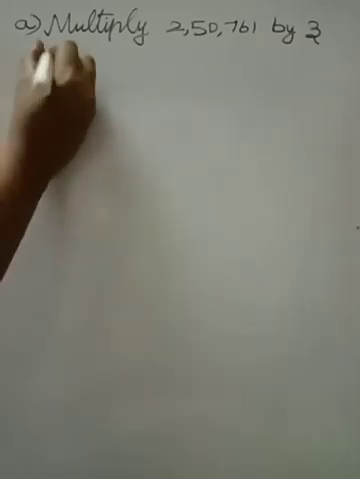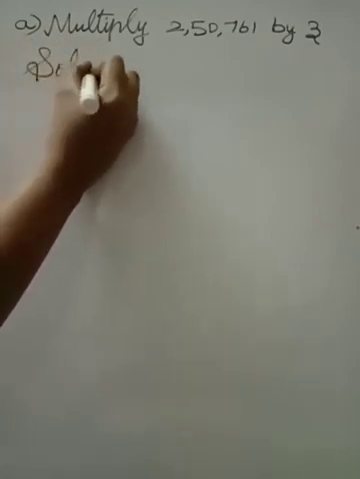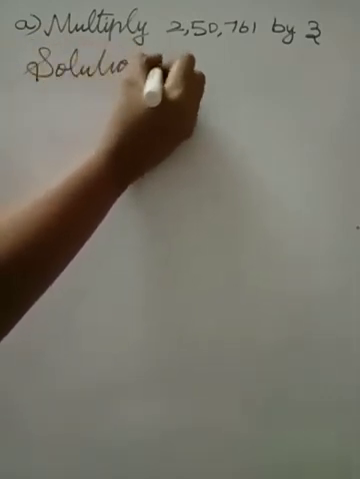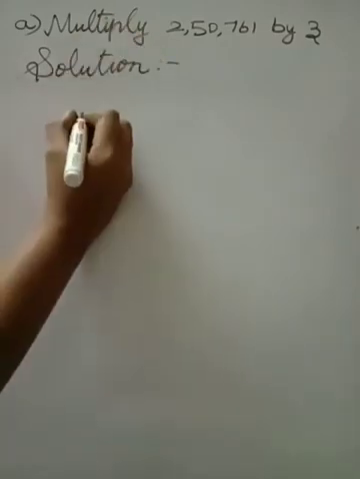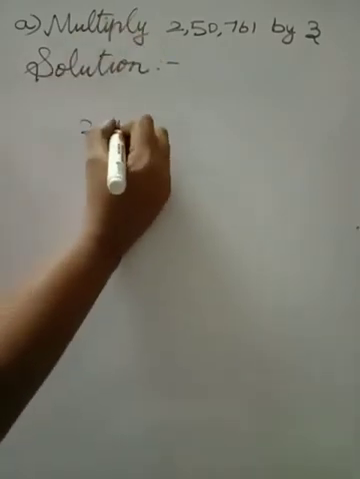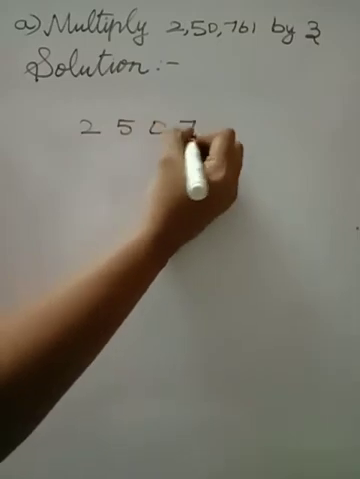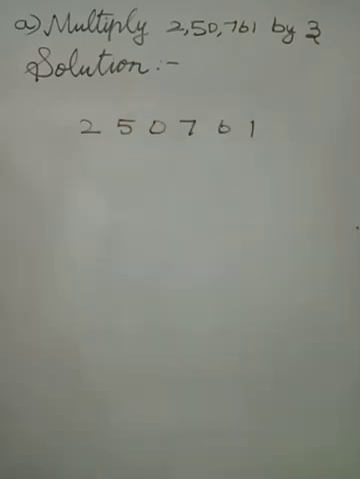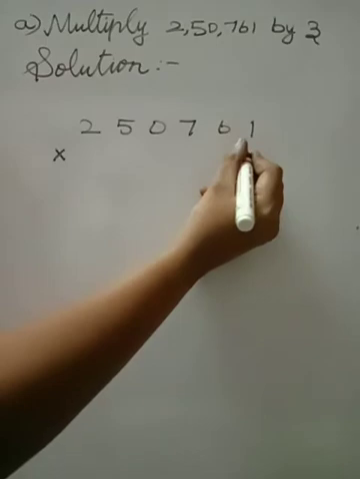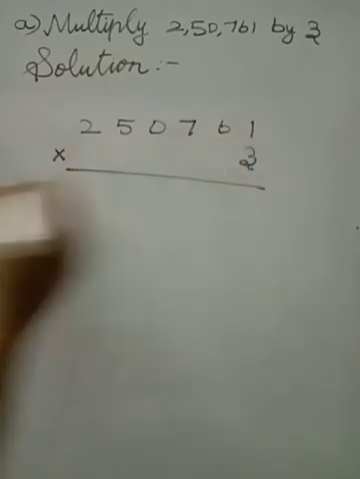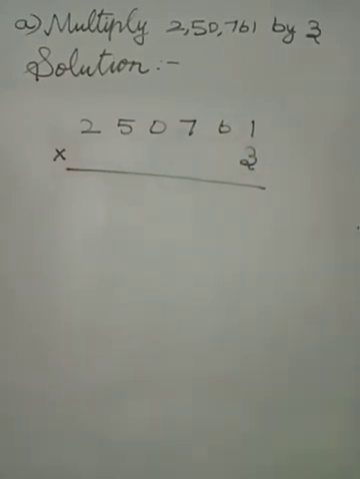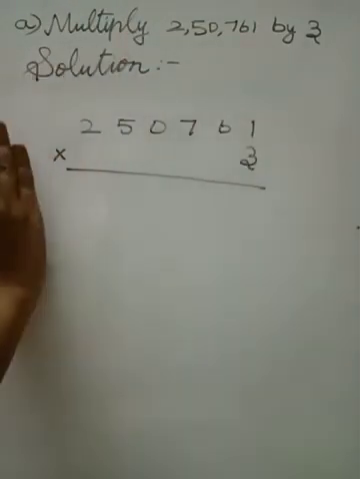Yes. The sum is: multiply 2,50,761 by 3. So now we are going to solve the sum. Write it as solution. Now write the number. It is 250,761 into, the multiplier is 3. Isn't it? Now addition, subtraction and multiplication are done from the right side to the left side.